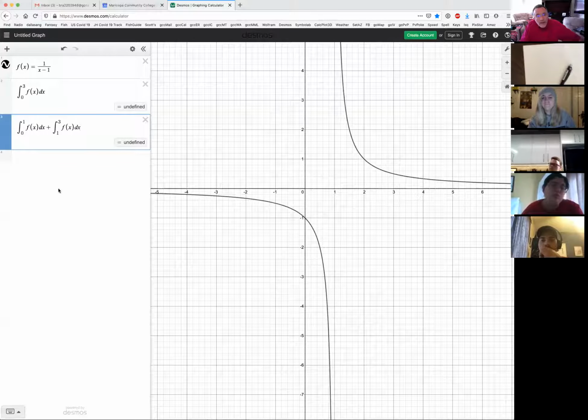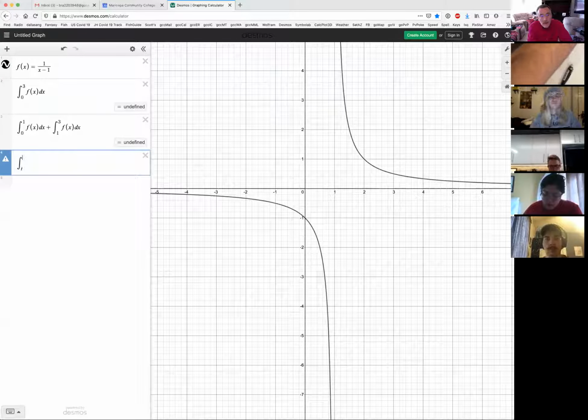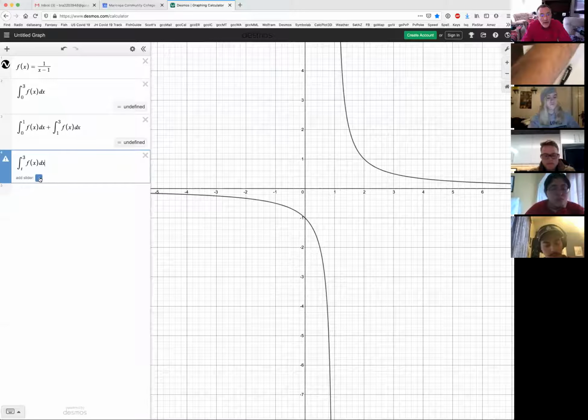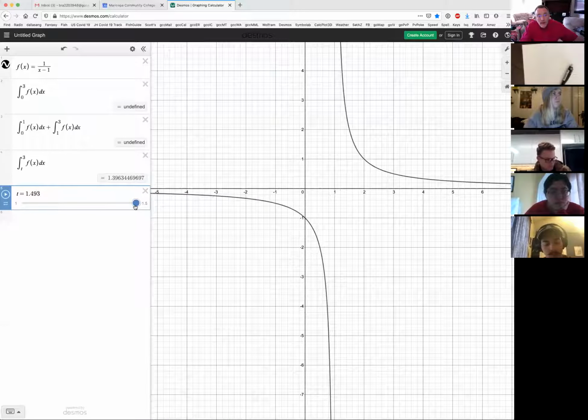Okay, so the question then is, what do we do? And the answer is we do just exactly what we did before. We could do this in two pieces. We'll go from t over to 3 of f of x dx, and we'll add a slider for t. Then we're going to let t get closer and closer to 1. So I need it kind of close to 1, so I'll go from 1 to, I don't know, 5. And if we start over here at 1.5, check it out.